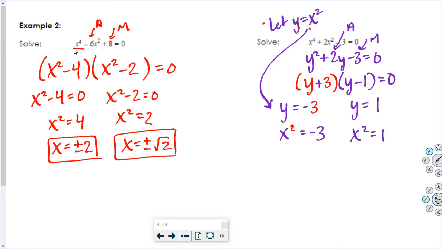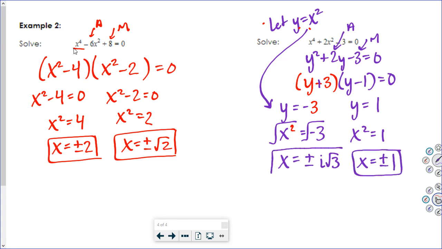Now, if you recall from Algebra 2, if you take the square root of a negative number, that's going to give you an imaginary number. So at this point, you have plus minus i root 3, an imaginary number. And then again, here you have a positive, negative 1 for that. So you actually have 4 solutions, only 2 of which are real numbers. Okay, so hopefully that makes some sense.